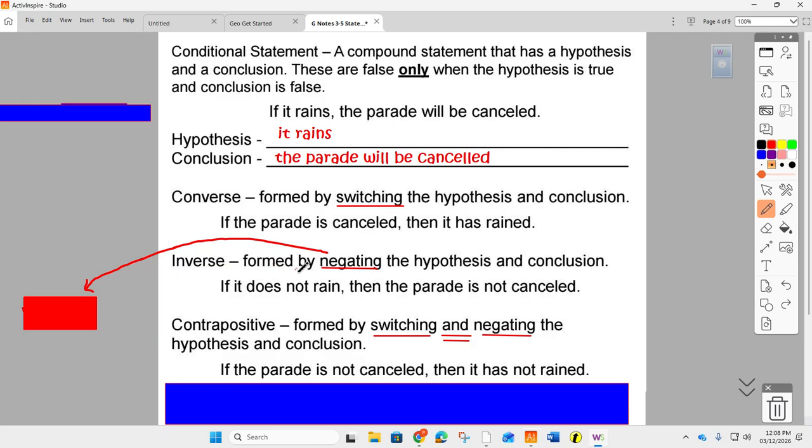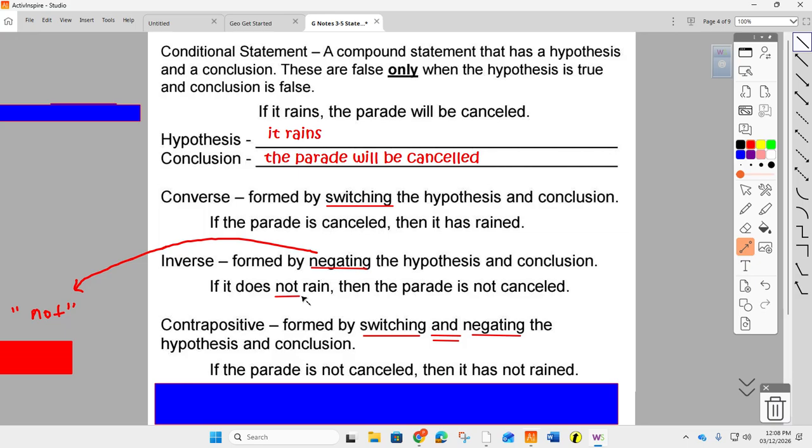The inverse is formed by negating the hypothesis and the conclusion. So if it's a negative, we make it a positive. If it's a positive, we would make it a negative. And really the way we do that, for the most part, is we can just put the word not in there if it's a positive, and we can take it out if it's a negative, right? So the inverse of this original conditional statement, the hypothesis stays where it is, the conclusion stays where it is, but we do negate each of those. So if it does not rain, then the parade is not canceled. So this is how we negated this original statement.